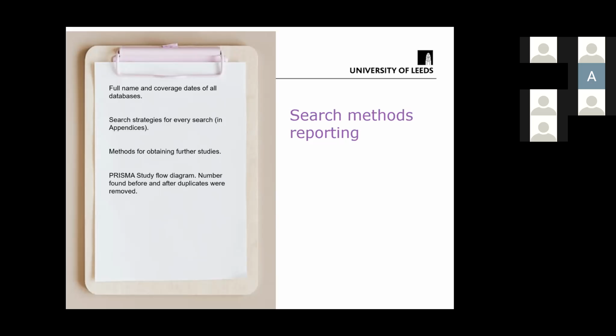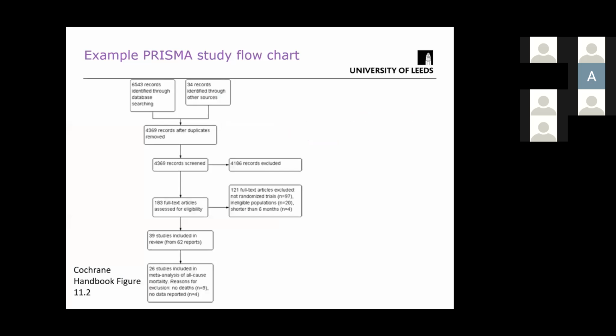And this will help a reader work out the number of references you found in all of your database searches, where the duplicates were removed and where things were removed from screening. So this is what our PRISMA flow chart looks like. So we can see at the top, these are all of our records. We found 6,500 records from our database searching. And we also found another 34 records identified from other sources.